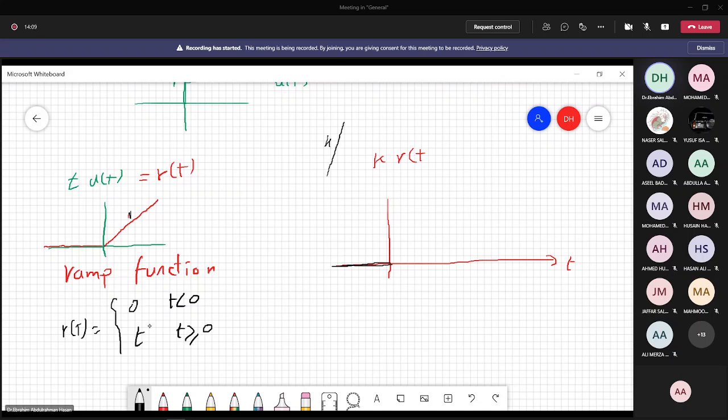If it is greater than 1, it will be somewhere here. And if we subtract t naught, then it's going to shift to t naught. So it will be 0 until t naught, then we have a ramp function, with a slope of 1, but since it is multiplied by k, and we assume k is greater than 1, I will get this. So in general this is k r of t minus t naught.